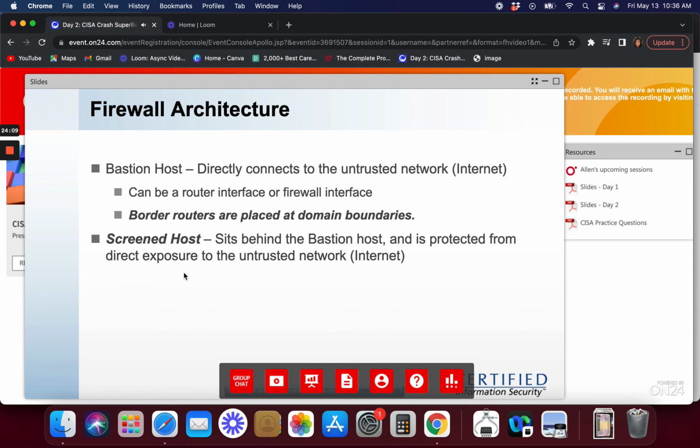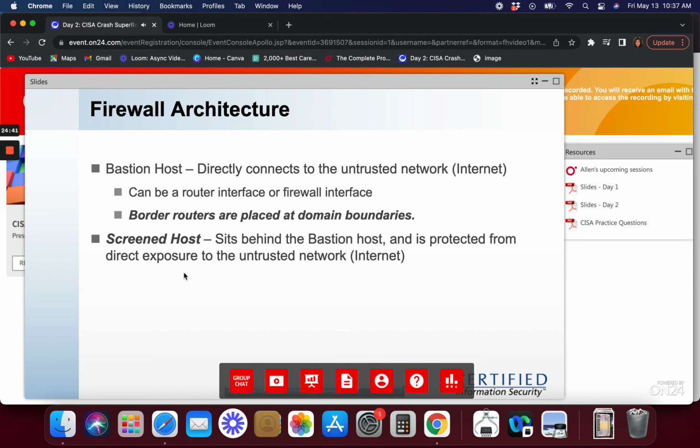But the point is that is your last point before you go off to the untrusted internet. Well, if that is the last device, your last bastion of your internal network, guess what they call that? They call that a bastion host. That means that border routers are typically placed at domain boundaries, and they are called bastion hosts. If it has a firewall on it, well, it can still be a bastion host because it's on the outer perimeter, the last bastion of your network.